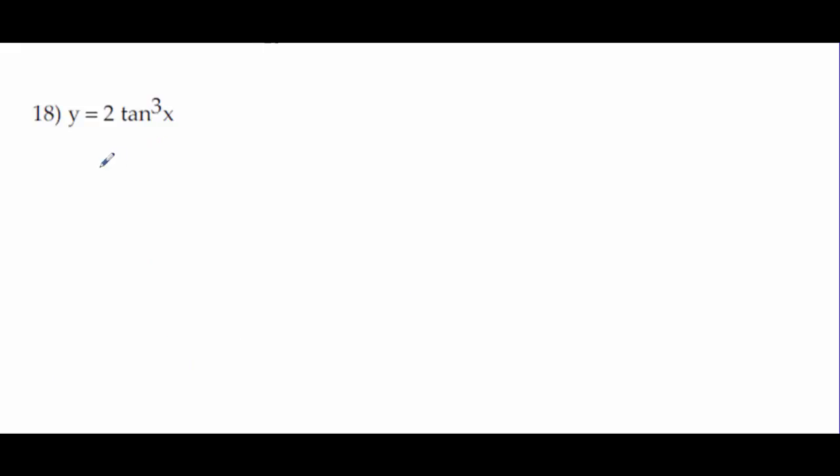18. So this 2 is in front of tangent. The 2 is not being cubed, just tangent x is being cubed. So this is a chain rule where tangent x cubed is my outside and tangent x is my inside. So this is the power rule. I'm going to multiply 2 and 3 together, so 2 and 3 gives us 6.